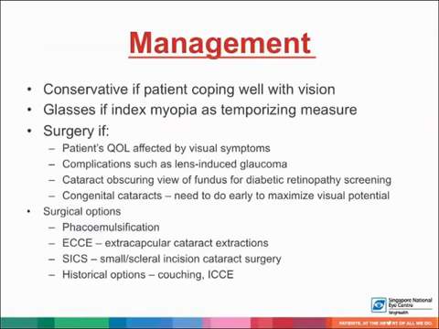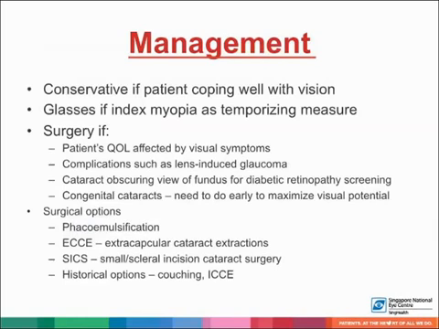How do you manage patients? Most patients tend to not have complications. For example, they're typically coping well with their vision. It might have been a finding that we noticed on our examination. So if they're coping well with their vision, and there are no other complications or complaints, we can just manage them conservatively. Patients complaining of index myopia, as a temporizing measure, we could just suggest glasses to change the degree.